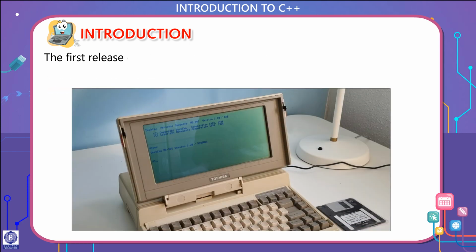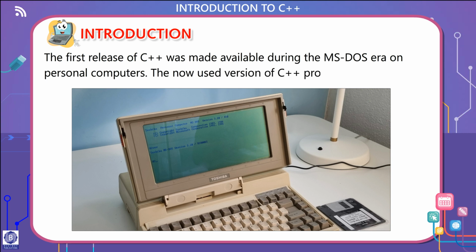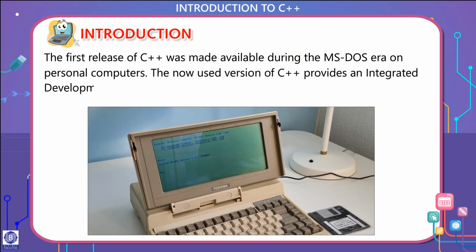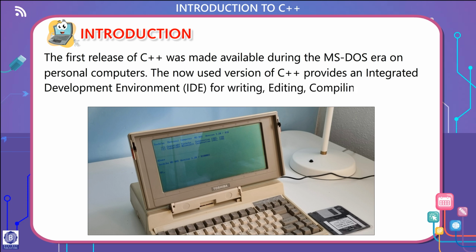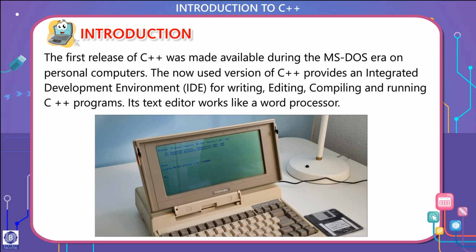The first release of C++ was made available during the MS-DOS era on personal computers. The now used version of C++ provides an integrated development environment (IDE) for writing, editing, compiling, and running C++ programs. Its text editor works like a word processor.